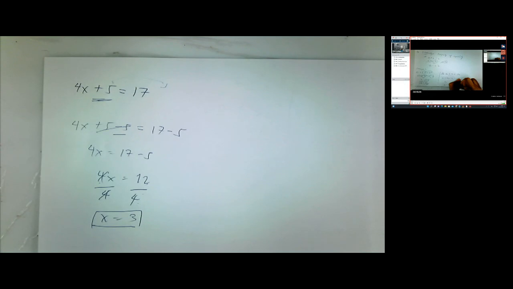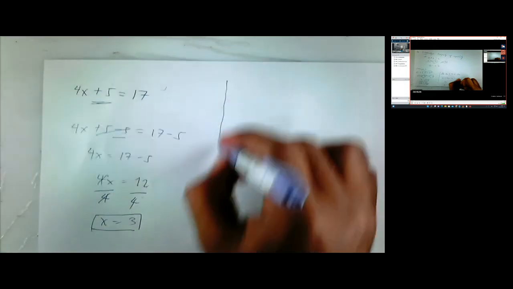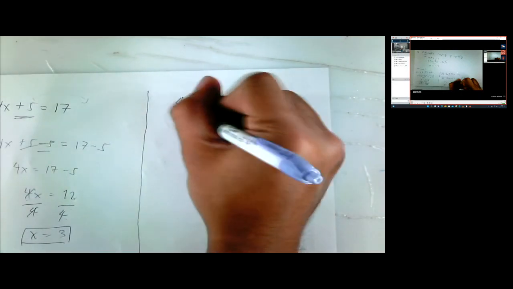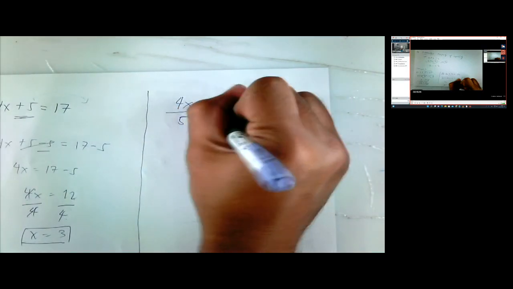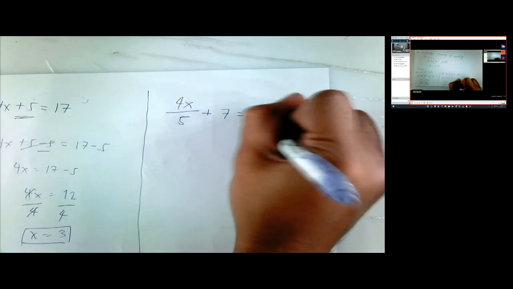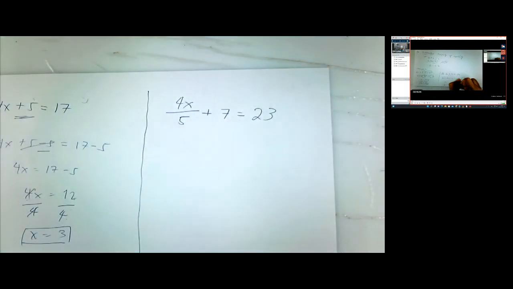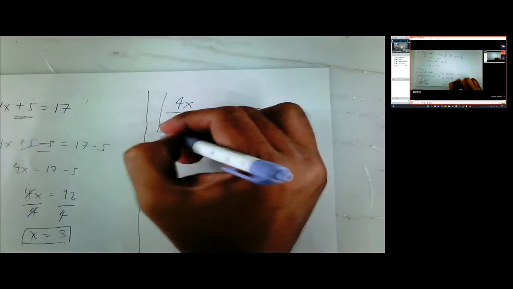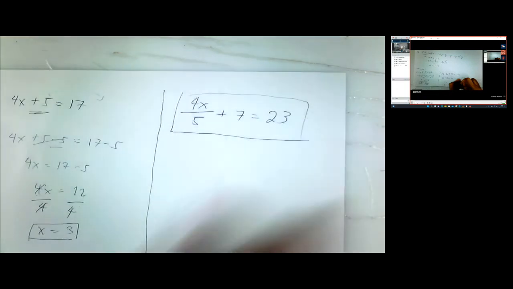Okay? Now, last example. Because we don't have enough time yet. Okay, if you answer this, then we're done. Can you tell me the value of x? Please tell me the value of x. 4x plus 7 equals 23. What is the value of your x?